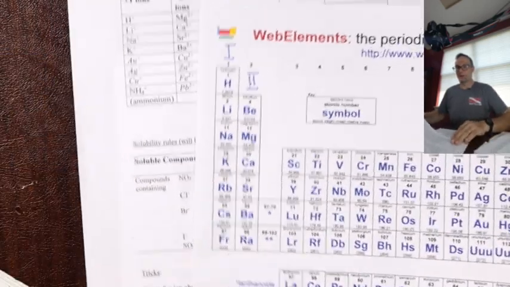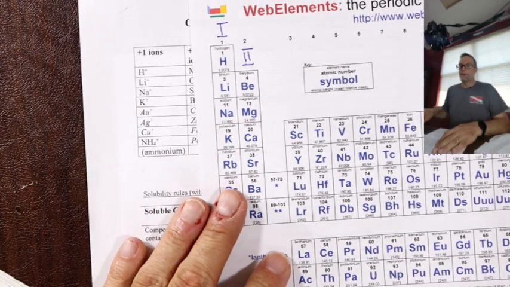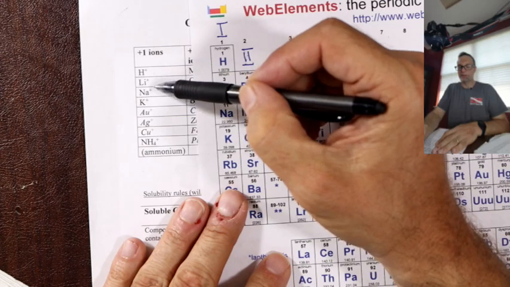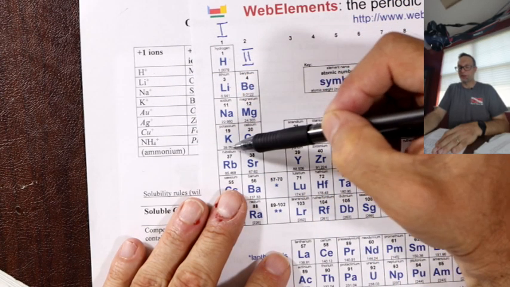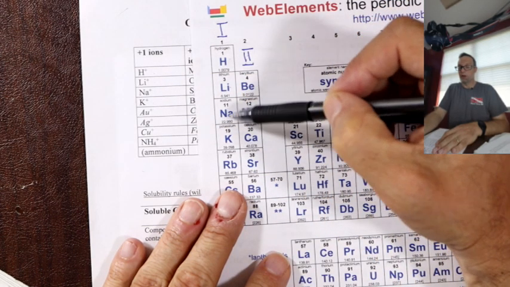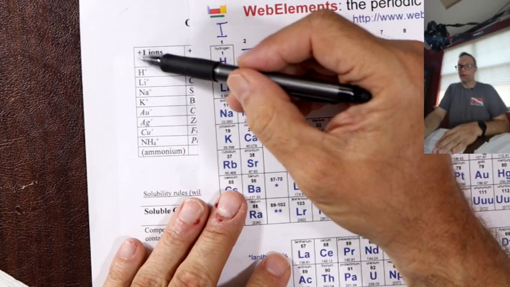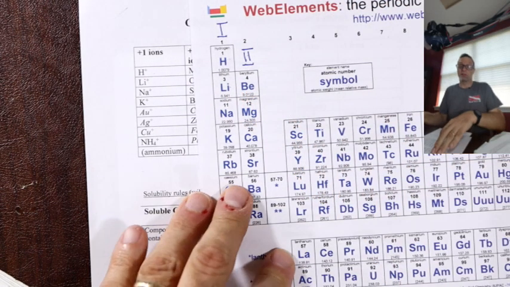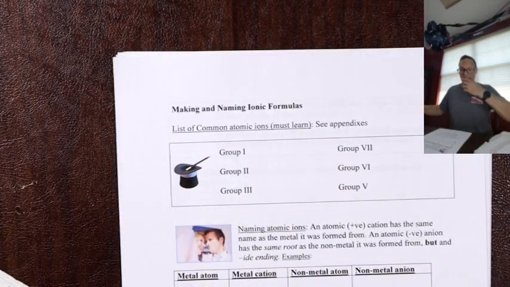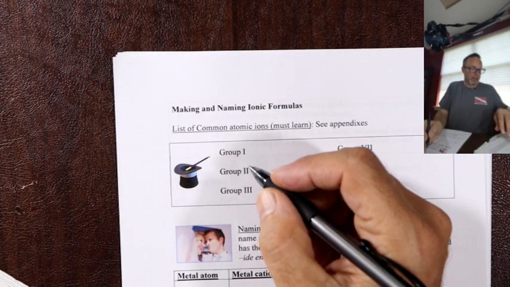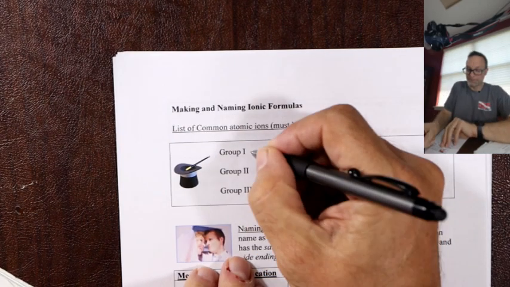Now, it turns out, if we look at our sheet and superimpose it with the periodic table: hydrogen, lithium, sodium, potassium. Anything in group 1 will make a +1 ion. So the group number is the same as the ion charge. When atoms make ions, if they're in group 1, they make a +1 ion.